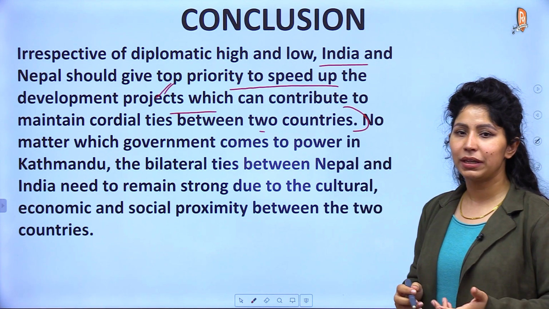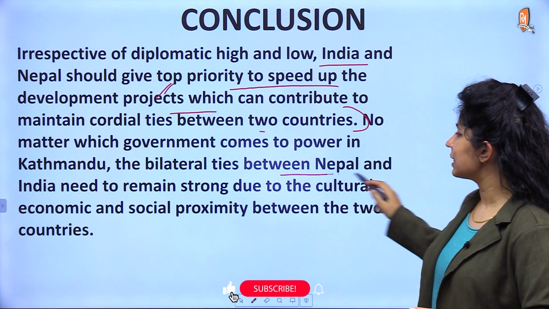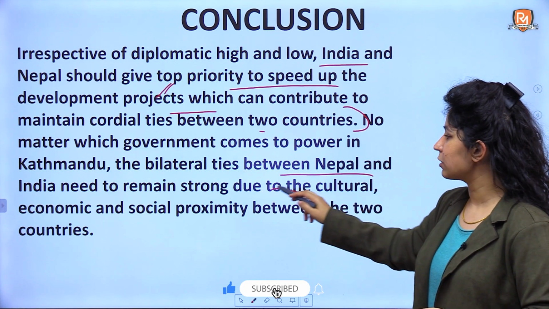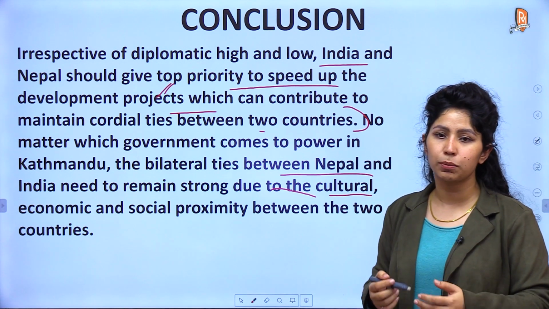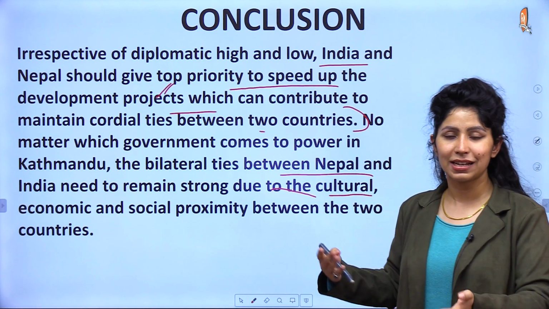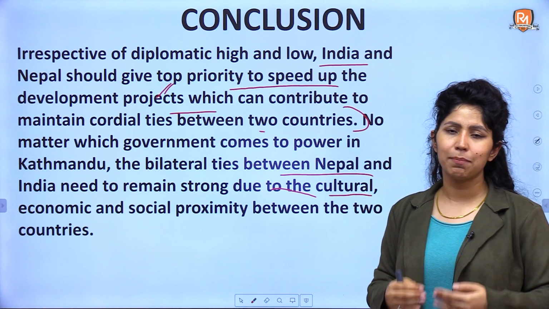Then, no matter which government comes to power in Kathmandu, the bilateral ties between Nepal and India need to remain strong due to the cultural, economic and social proximity between the two countries. So that is where you can end. This is a very balanced way forward.